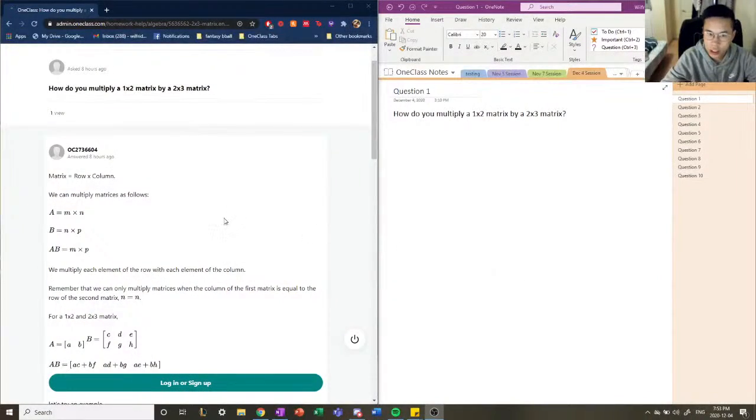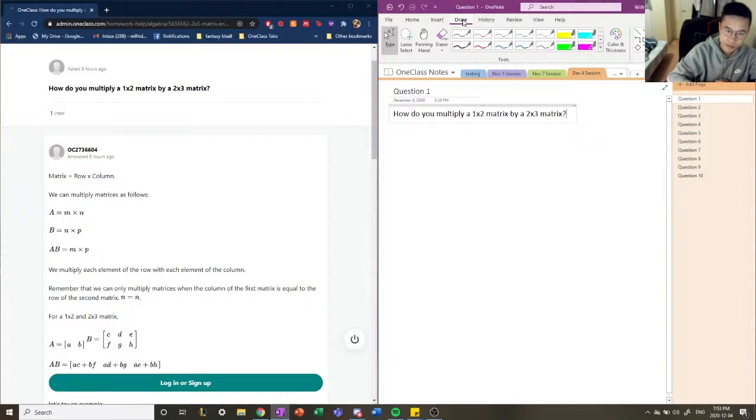Alright, so the first question reads, how do you multiply a 1 by 2 matrix by a 2 by 3 matrix? In the past, I covered matrix multiplication. The first thing to know about matrix multiplication is that it is the multiplication of two different matrices. Let's say we have matrix A and matrix B, and the resultant is matrix C. So we don't get a number, we get another matrix.